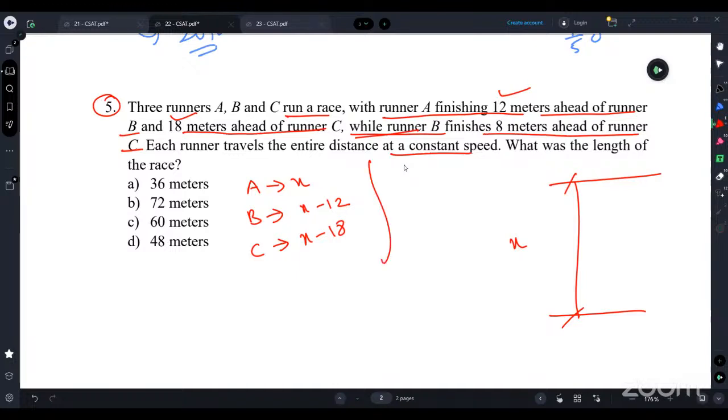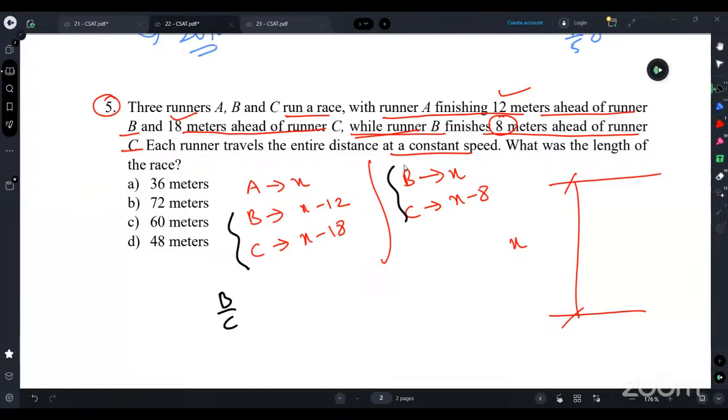Then in the second race, what is happening? B is covering X meters of distance, but C is 8 meters behind. So that will be X minus 8. Okay. See now, guys, here if we take the ratio, we have two cases for B and C. Okay, so we can compare this.